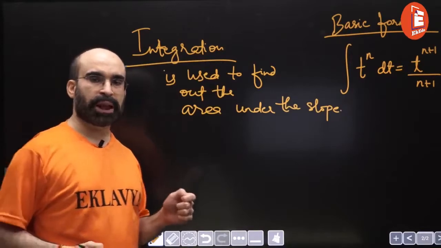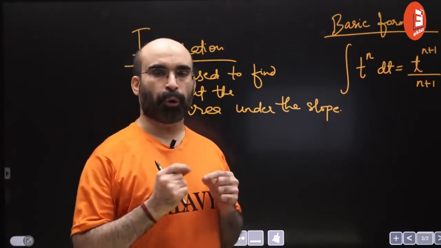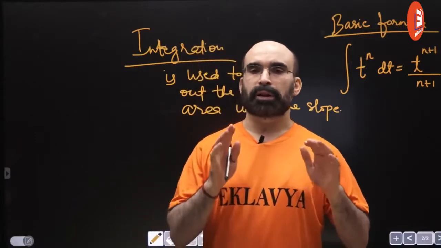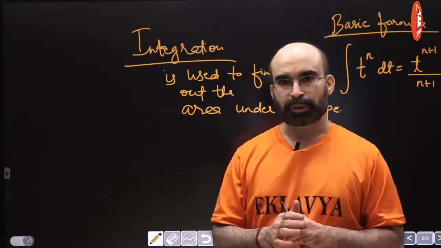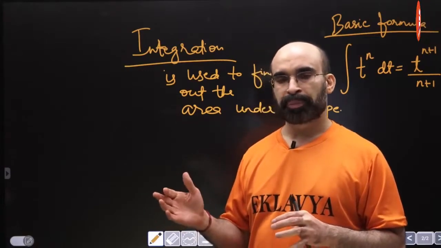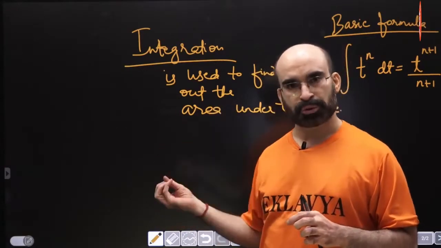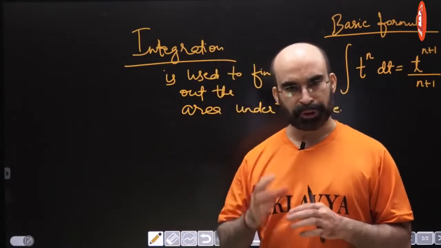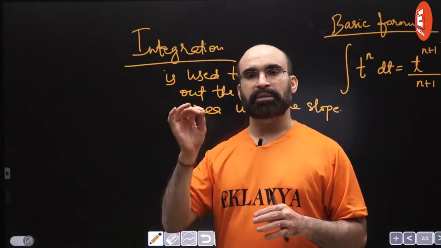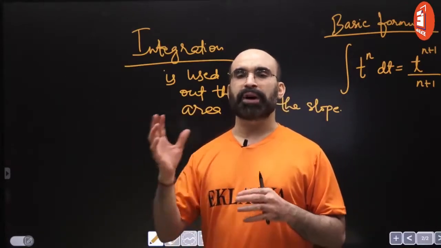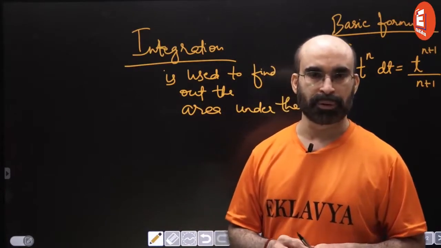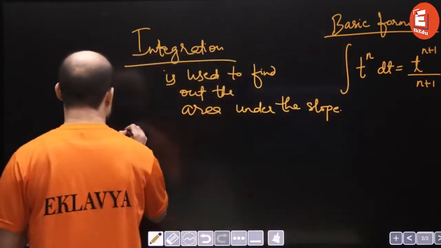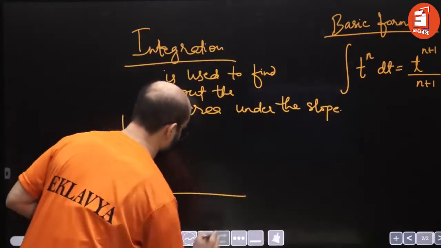Here we strictly focus on this one thing, that the slope is not constant. When the slope is not constant, this tool is used, and that is the significance of this tool. Even when the slope is not constant, we can find out the area under the slope. So this is going to be very interesting. Just focus and try to find out this thing.